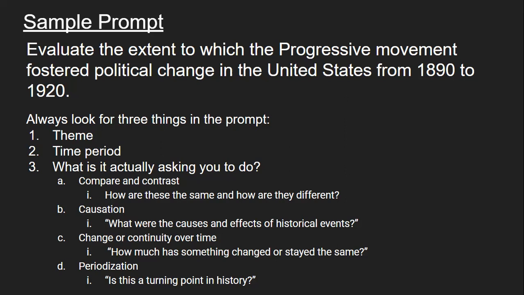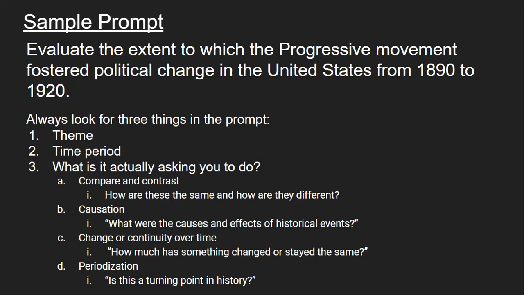Causation is what were the causes and effects of historical events. So it might be asking you to look at what were the things that led to the American Civil War. So you're looking at the Missouri Compromise in 1820. You're looking at the annexation of Texas. You're looking at the Mexican-American War, the Compromise of 1850, Bleeding Kansas. There's a whole bunch of things that happened in the 1800s that led up to the Civil War. So in that type of question, you're not comparing or contrasting anything, right?